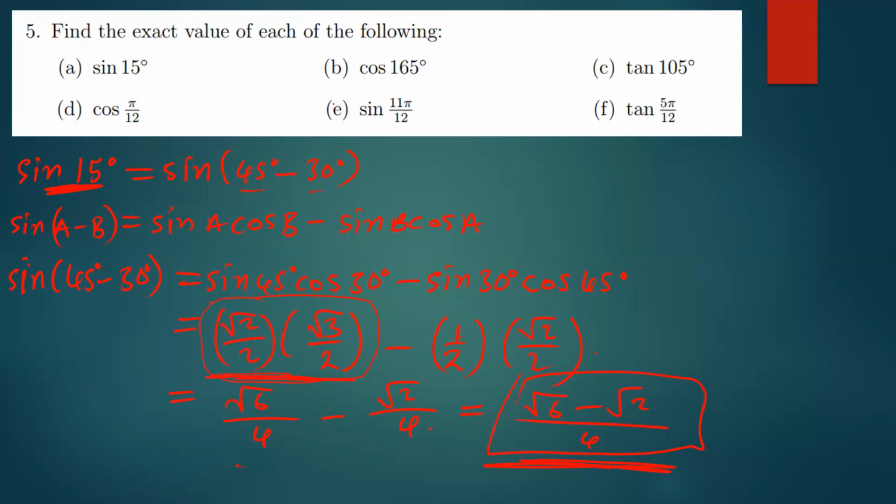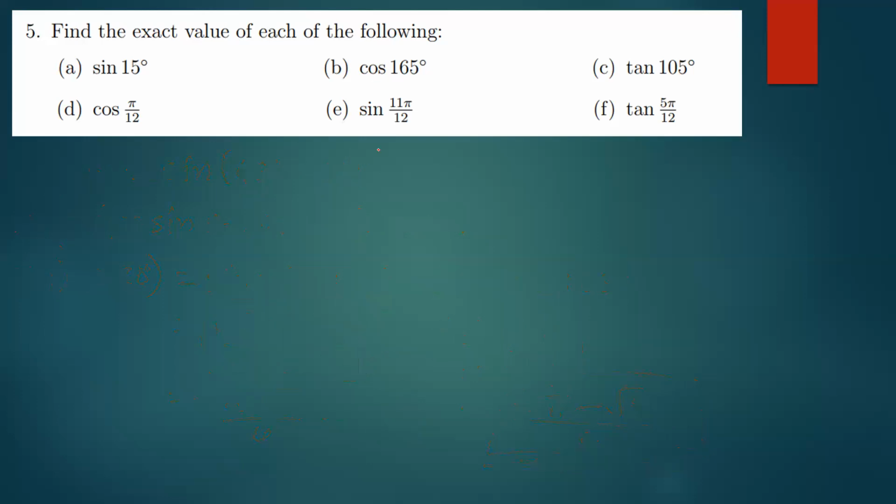So we move on to cos 165. We'll do the same. We have to find two special angles such that if we add or subtract them, the answer we get should be 165. So what are these special angles?